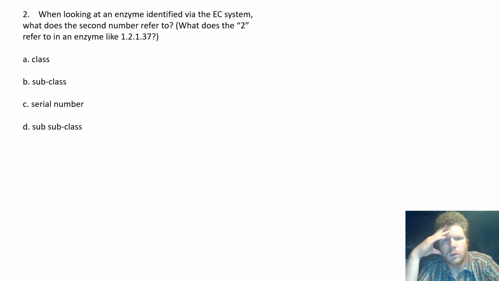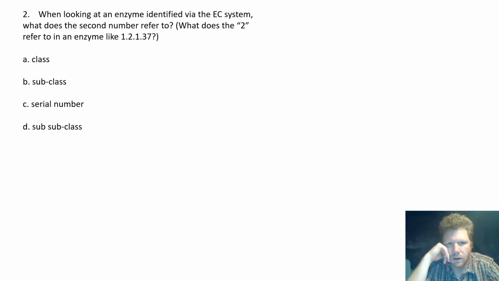Question number 2, when looking at the enzyme identified via the EC system, what does the second number refer to? So this EC system is kind of like, in computers, similar to an IP address. Really it's kind of similar to an address to identify a general class and then subcategories until you actually identify the enzyme. So there's an enzyme that is 1.2.1.37, and that is one specific enzyme that catalyzes one specific reaction.